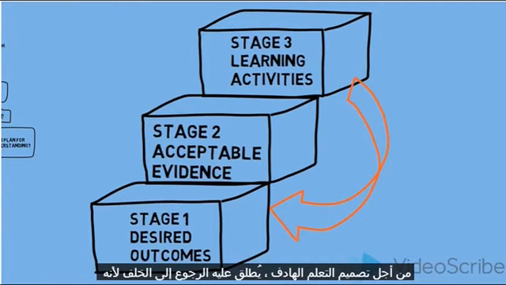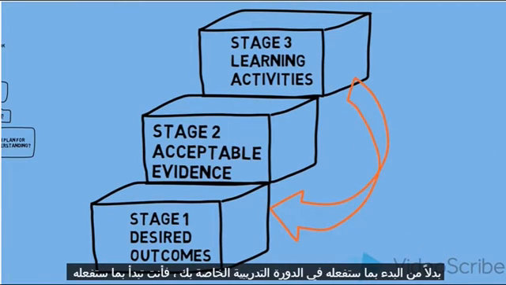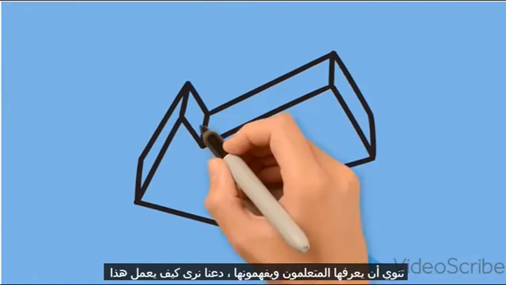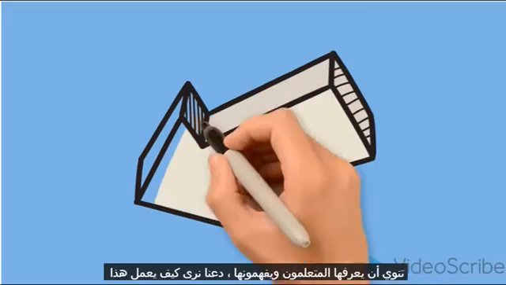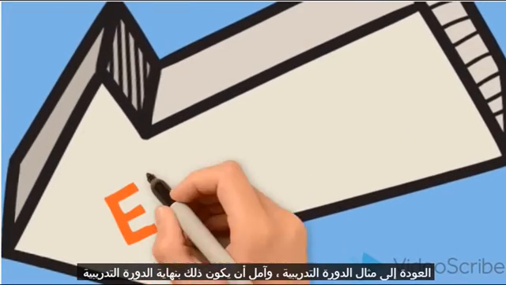It's called backward because instead of starting with what you'll do in your course, you're starting with what you intend for learners to know and understand. Let's see how this works in practice. Back to our course example.